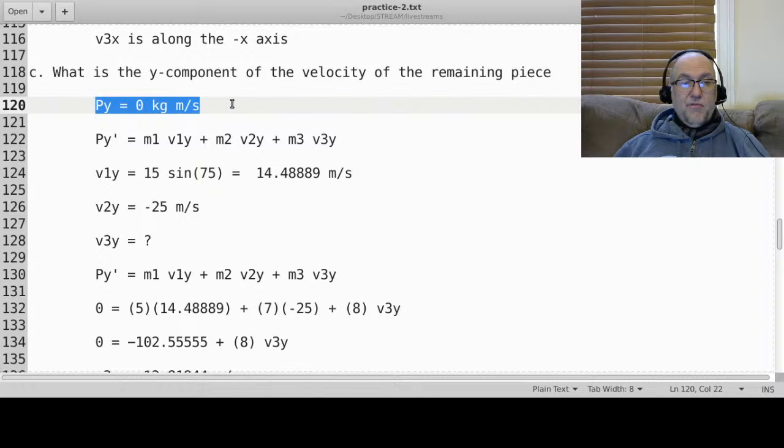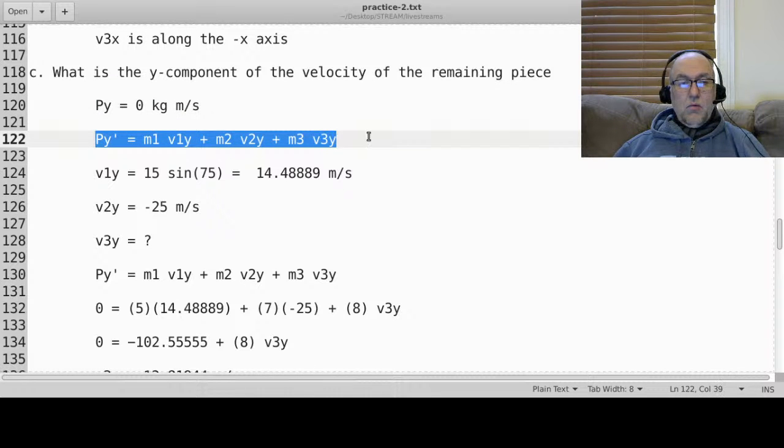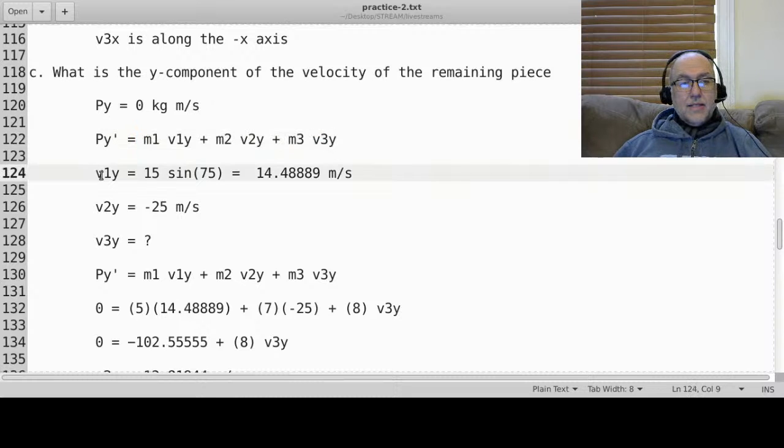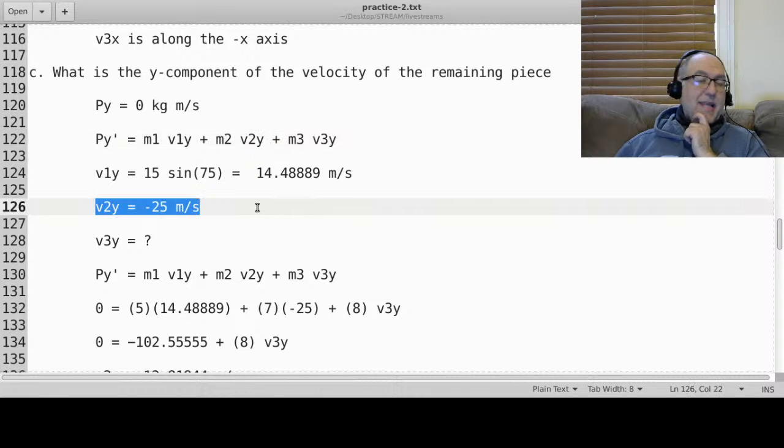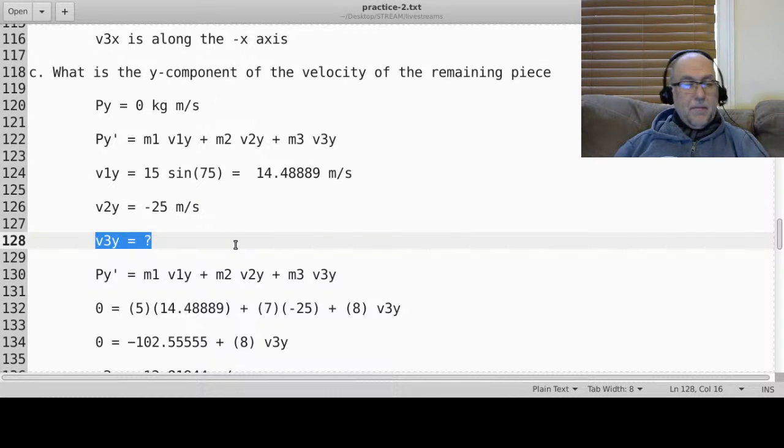The y component of the momentum before is 0, and the y component of the momentum after is the combination of the contribution of the y component from each of the masses. This time, v1y, before it was 0, but now it's actually 15 sine 75 degrees, and that turns out to be roughly 14.48889 meters per second. The y component of the 7 kilogram is negative 25. That's the same as before because its direction didn't change, and now we want to solve for the third piece.